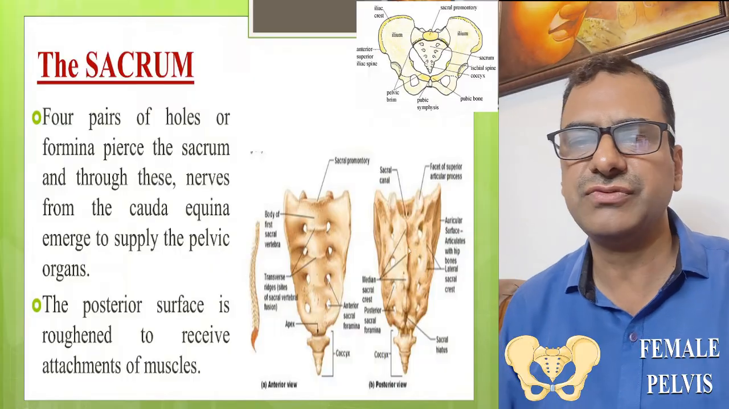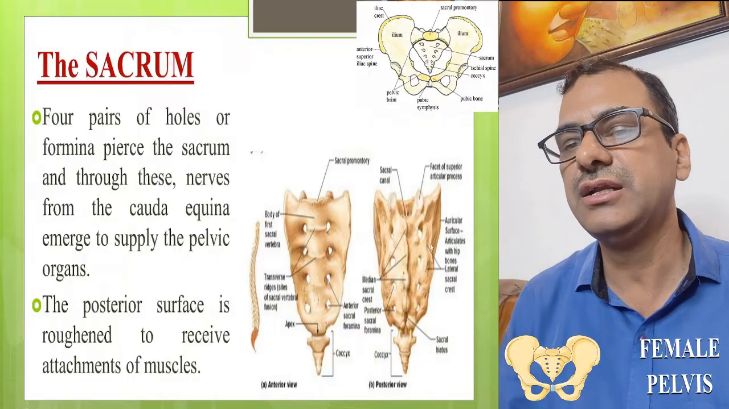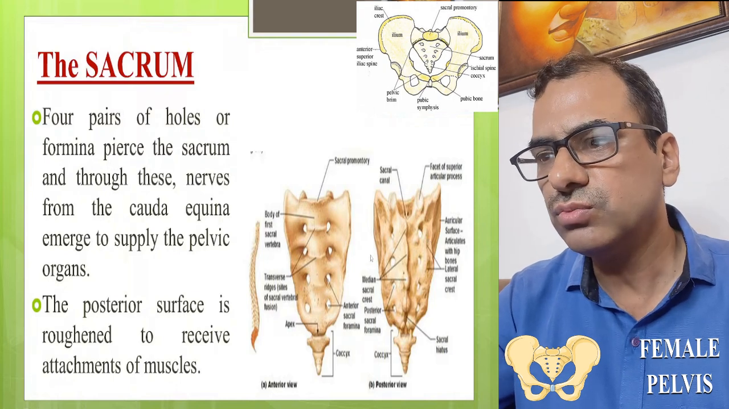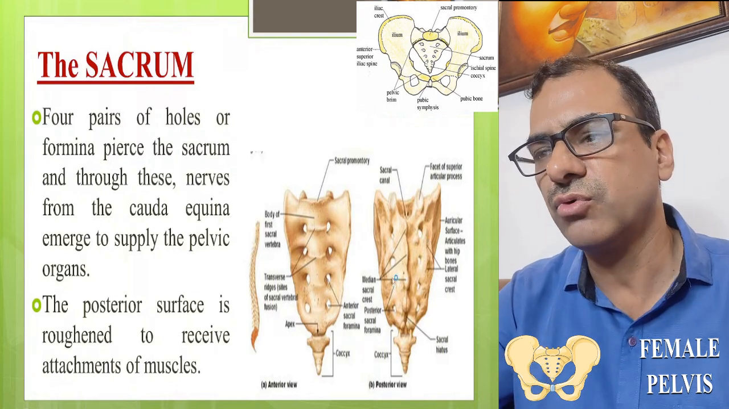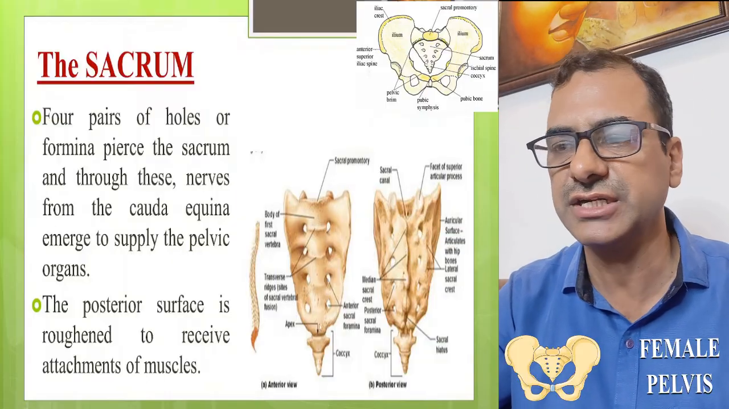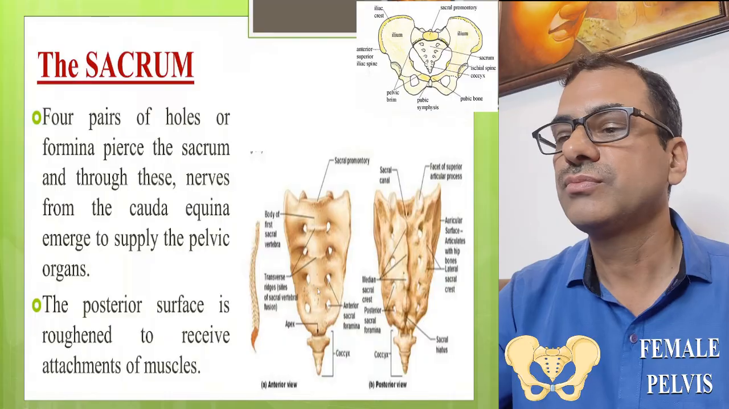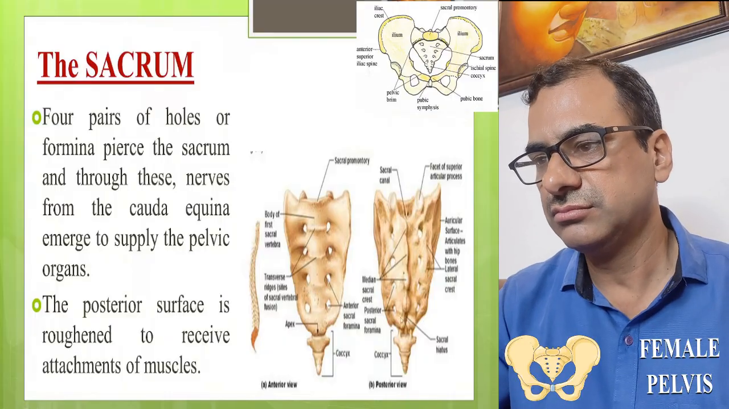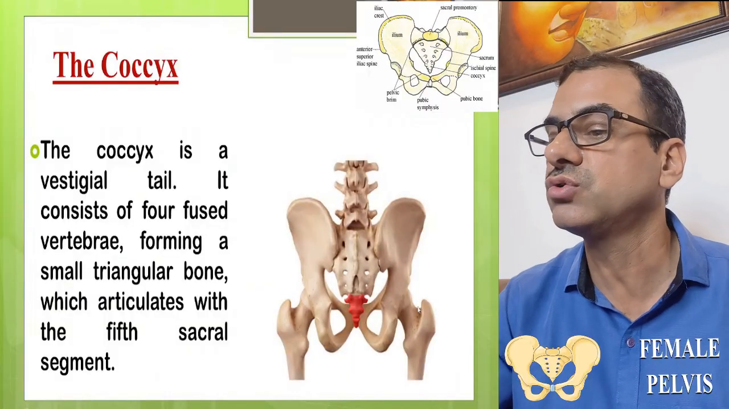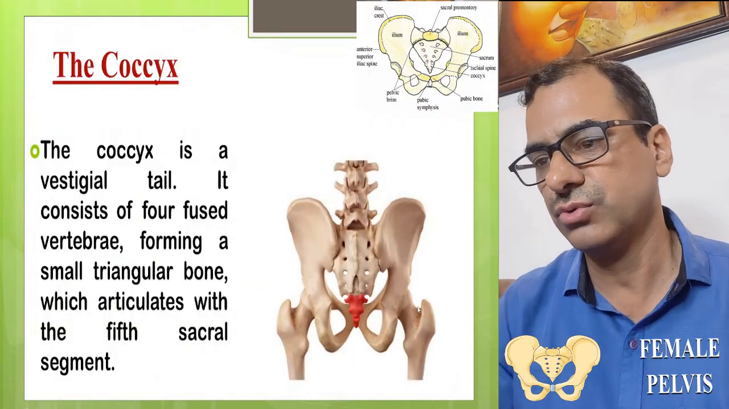The posterior surface is roughened for the attachment of muscles. So posteriorly muscles and ligaments are attached here. So easily we can find this is concave, this is the anterior surface, and this is the convex posterior surface.